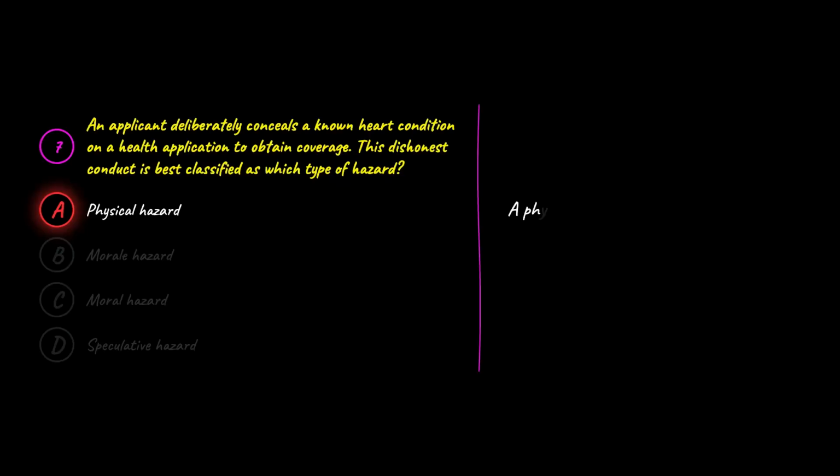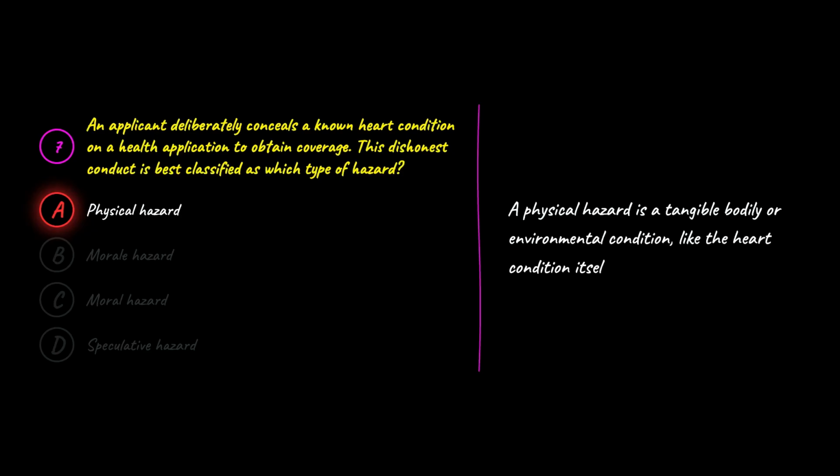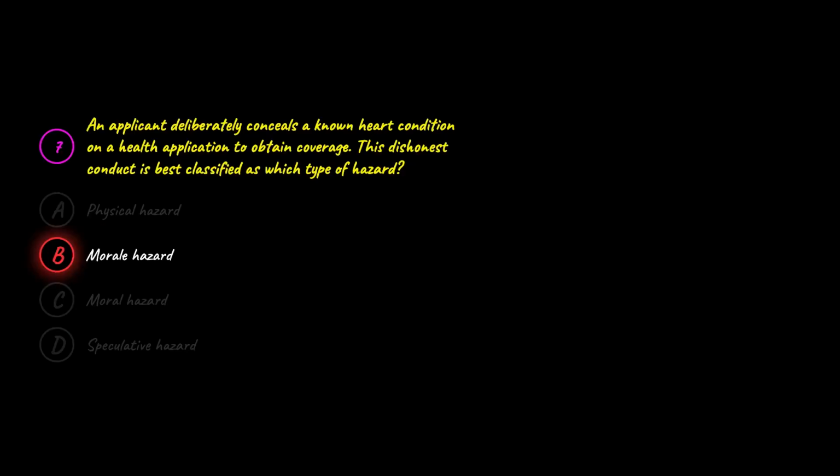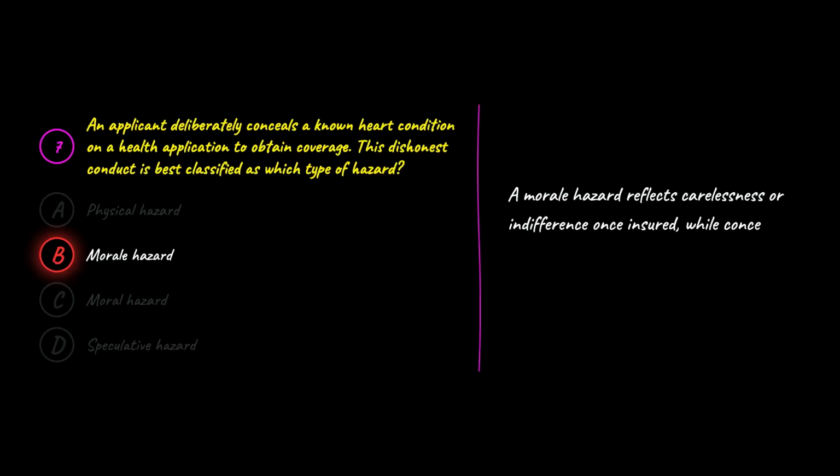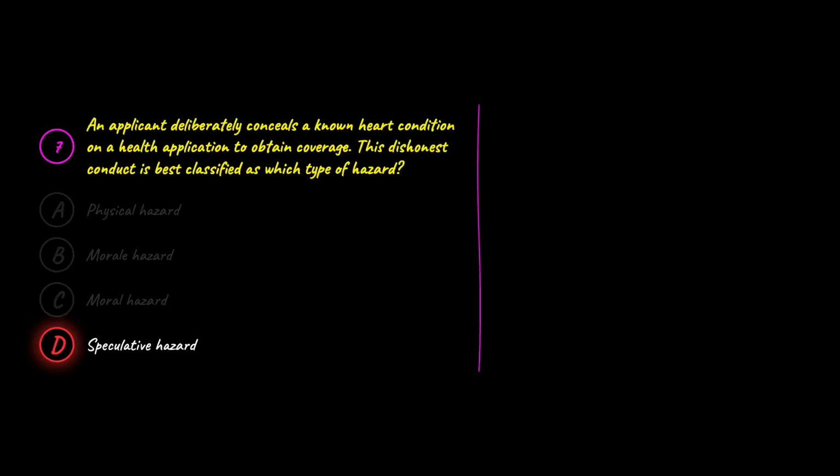A is wrong because a physical hazard is a tangible bodily or environmental condition, like the heart condition itself, not the choice to hide it. B is wrong because a moral hazard reflects carelessness or indifference once insured, while concealing a condition is an intentional act of deception. D is wrong because speculative risk involves a chance of gain or loss and is not a hazard category, so the label cannot apply here.